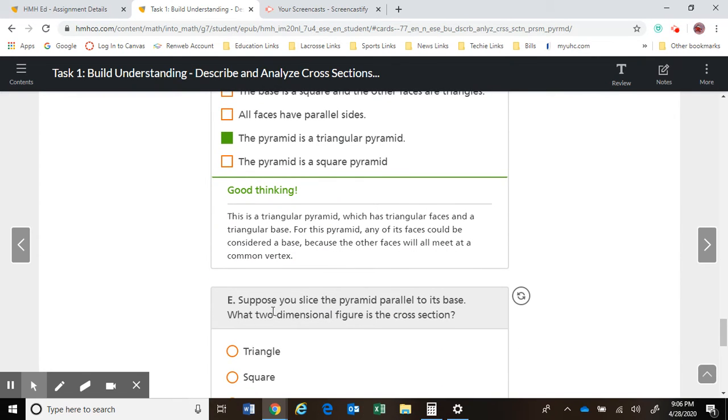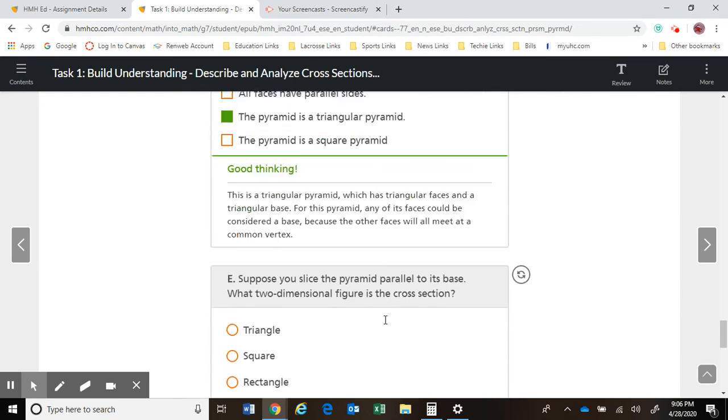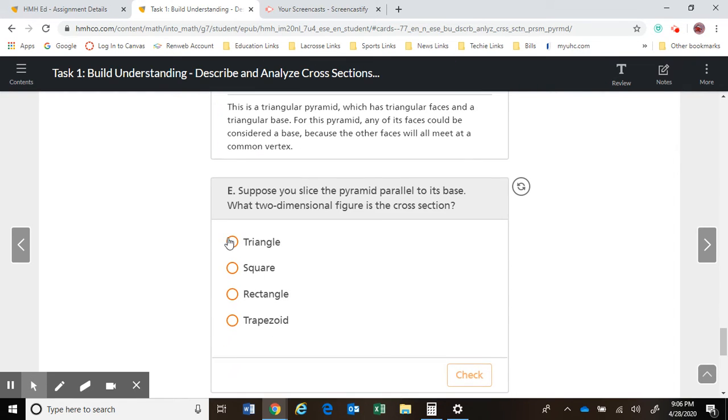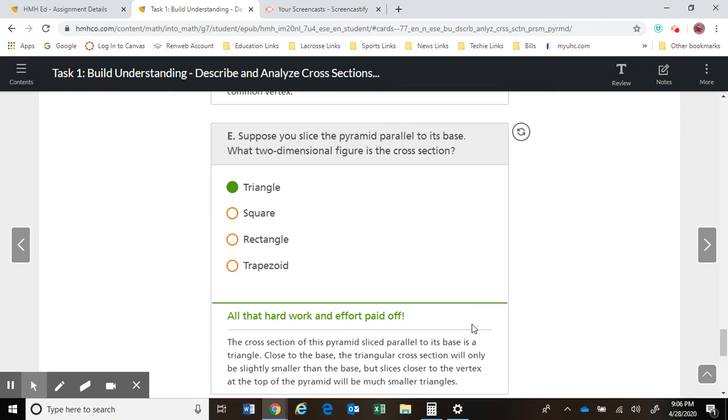So what would happen if we sliced it parallel to the base? We chopped it when we went through it here. What shape would that create? Well, think about above when we went parallel to the base. It created a square, right? Just like the bottom. So what's this one going to create? A triangle. That's right, just like you see there.